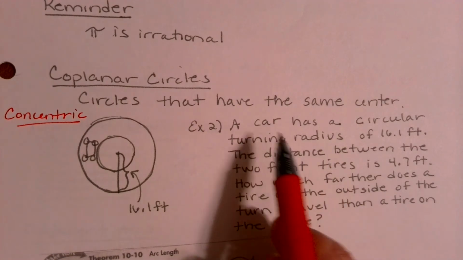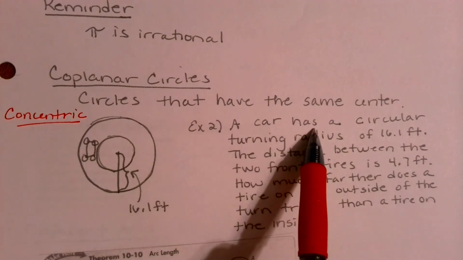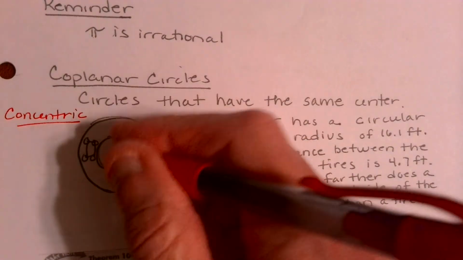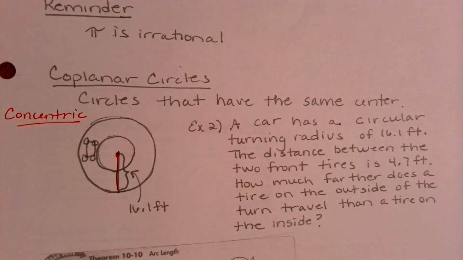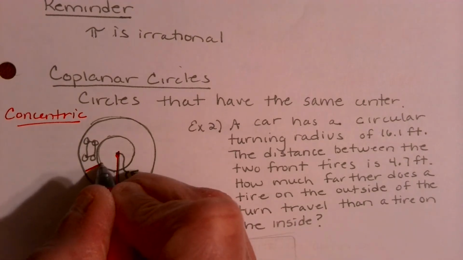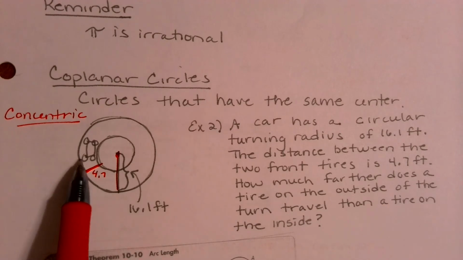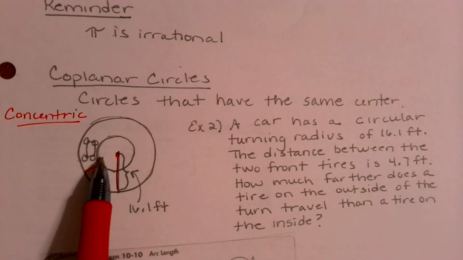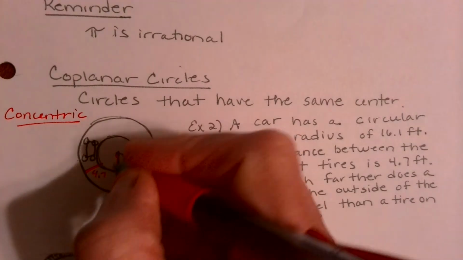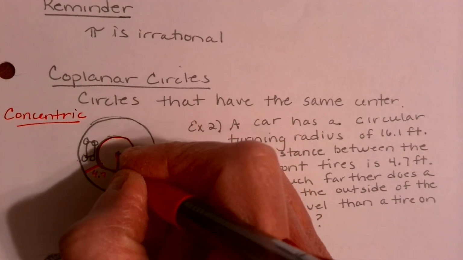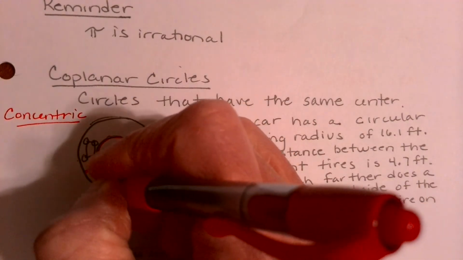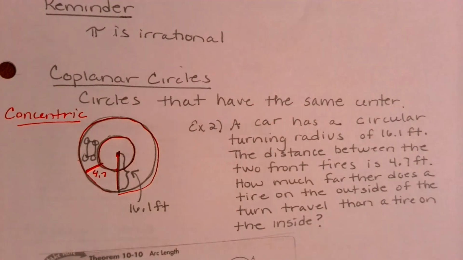So when you are looking at a problem like this, it says a car has a circular turning radius of 16.1. So that's the radius. And the distance between the two front tires is 4.7. Not radius, that distance. How much farther does a tire on the outside travel than the tire on the inside? So basically you need to know the inside distance and the outside distance. Okay, so we need to get two circumferences here.